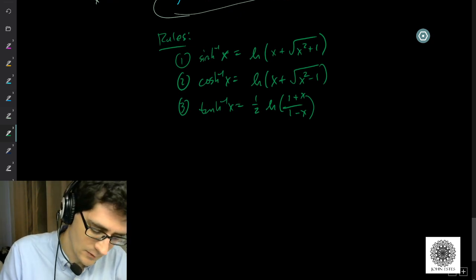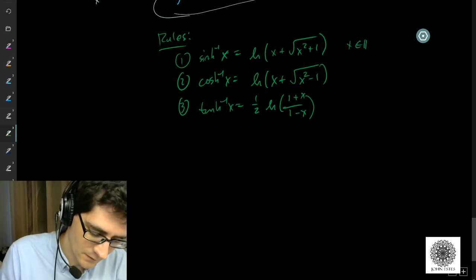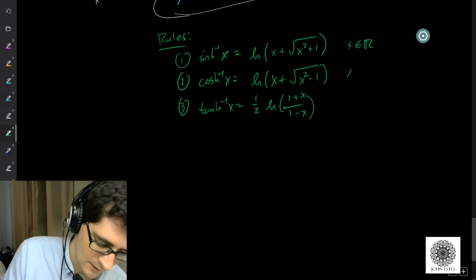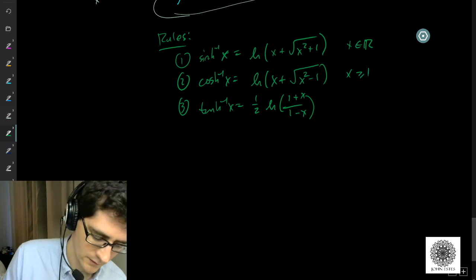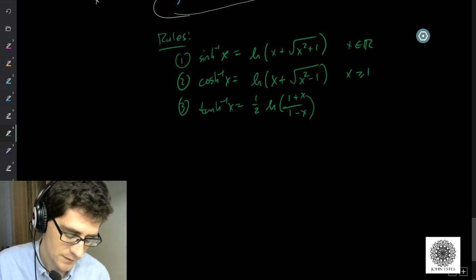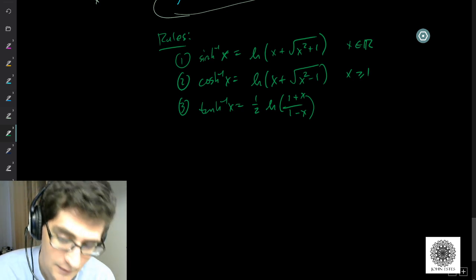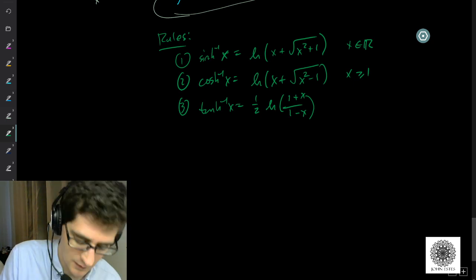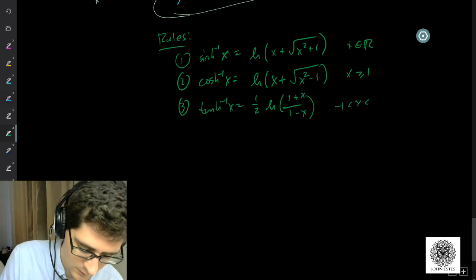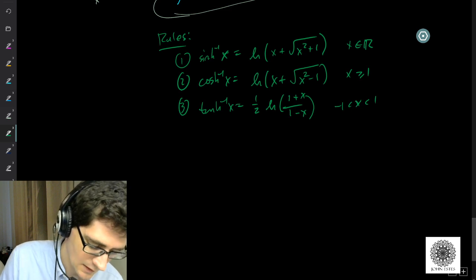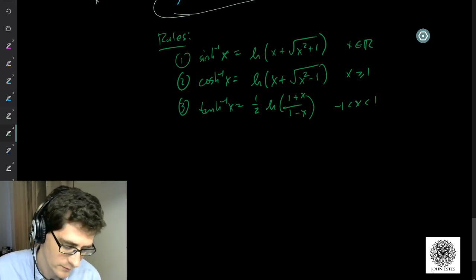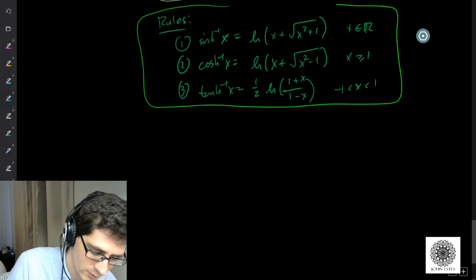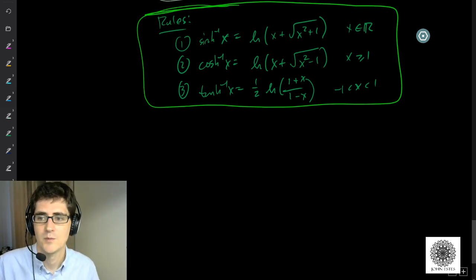All right, and here we need to specify a few things. First of all, for sinh inverse, this works for any real number, but for cosh inverse, we have to make sure that x is greater than 1. Otherwise, our square root is going to be negative, and we can't have that. And for tanh inverse, we need to make sure that we're between negative 1 and 1 for the same reason. We can't have a negative logarithm. Negative logarithms don't exist. So these are our definitions, another way of formulating our inverse hyperbolic functions.